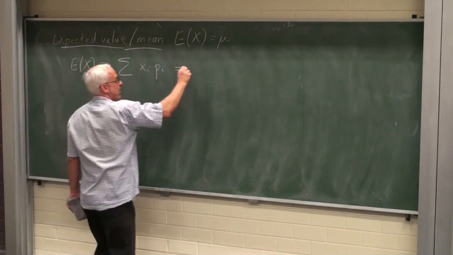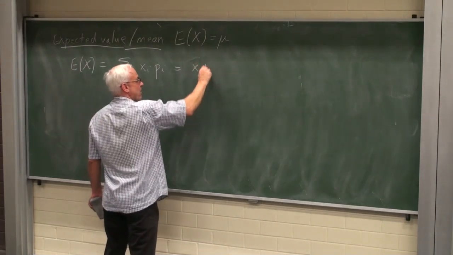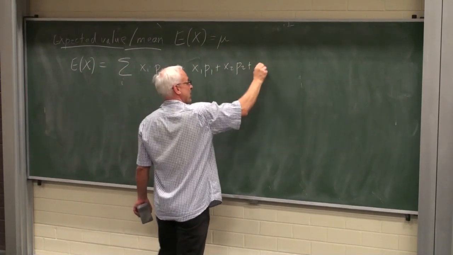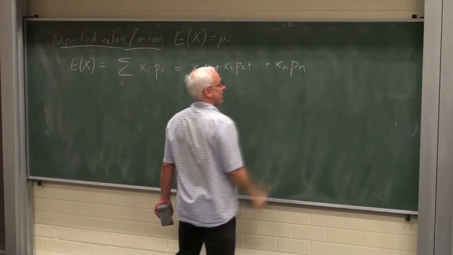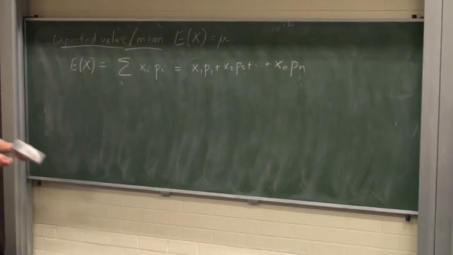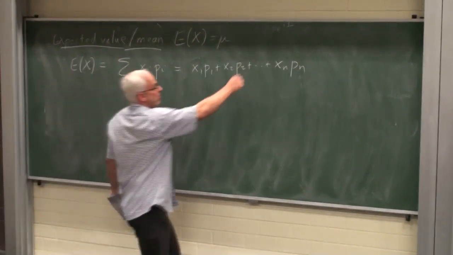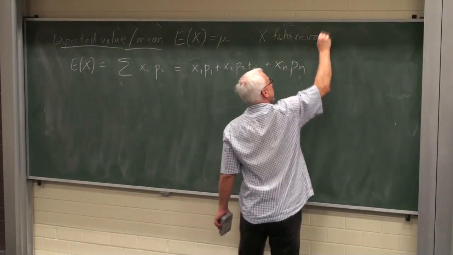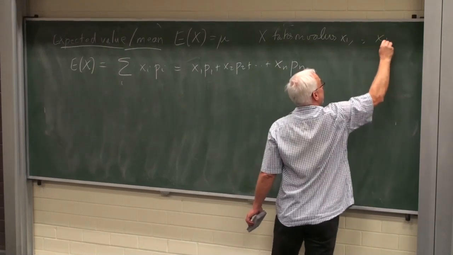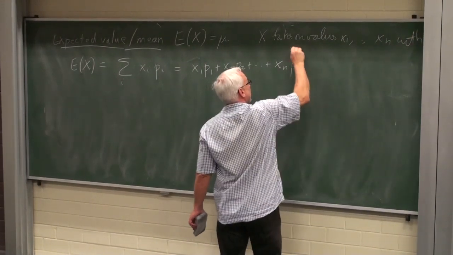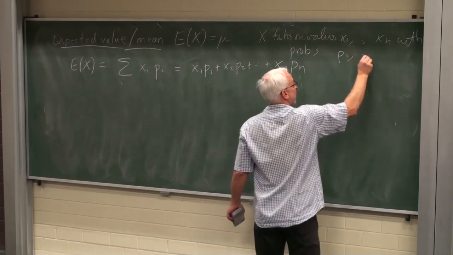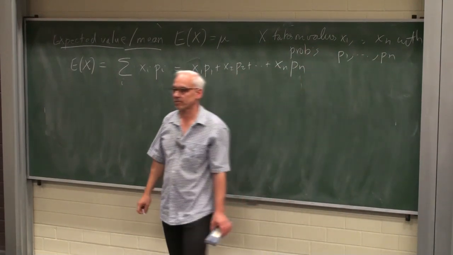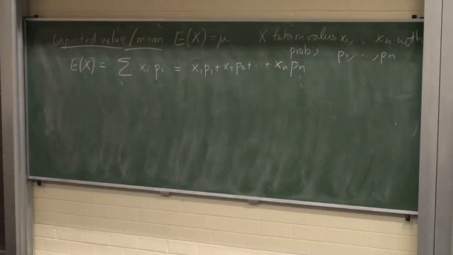So in other words, I'll write it out, it's x1 times p1 plus x2 times p2 plus all the way up to xn times pn, where n is the number of values. And throughout here, I'm using the same idea that x takes on values x1, say up to xn, with probabilities p1 through pn. And the expected value is how much this is worth if it's like a game.